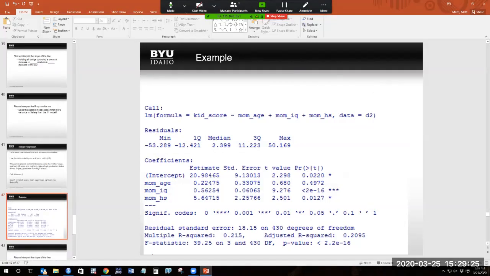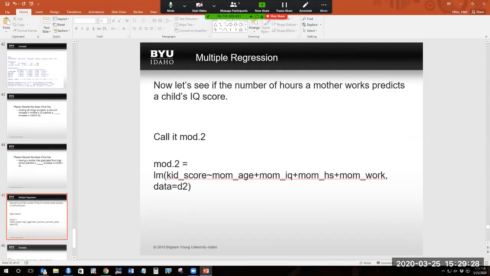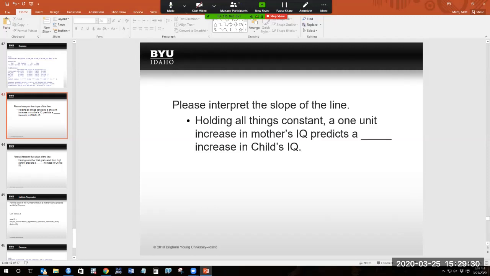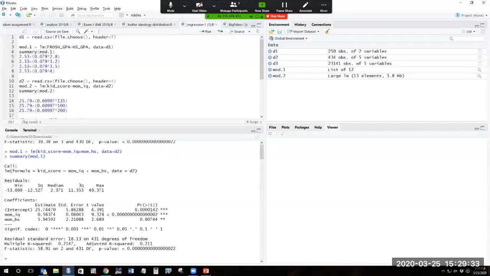Okay. Now I want you to add in, okay, well, let's interpret it first. A 1-unit increase in mother's IQ predicts a 0.56 increase in kids' IQ. And having a mom graduate from high school increases the kids' predicted IQ by about 6 points. So moms that didn't graduate from high school, their kids tended to have a little bit lower IQ. But since IQ goes from 0 to 200, this is actually stronger, right? Because a 1 unit increase in IQ moves the kid's predicted IQ up by 0.5 point, a little bit more. So that's a pretty big effect.